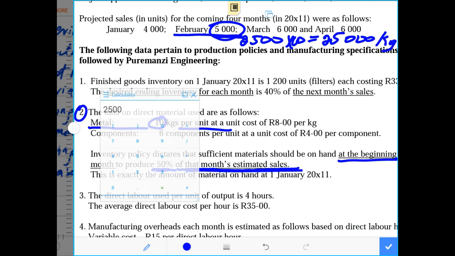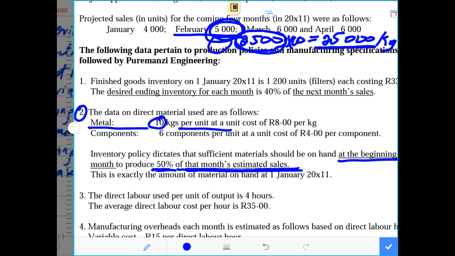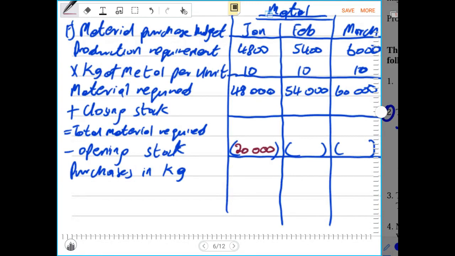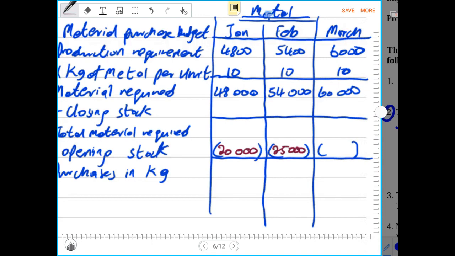That means we need at the beginning of the month to have 25,000 kgs of metal in order to produce 2,500, which is half of the units that are expected to be sold in the month of February. That means the opening of February will be 25,000. Opening of February will be 25,000. So now remember, opening means it was the closing in the previous period. So now let us continue. I will explain that as we continue.